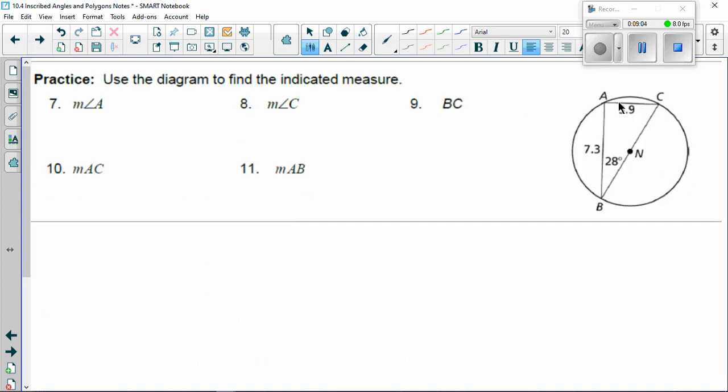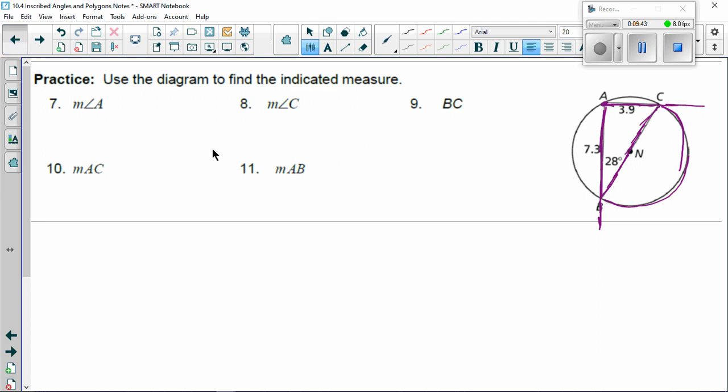All right, so now we're going to look at this picture over here, and we're going to use the diagram to find the indicated measures. What we learned before is this is a diameter, and it cuts a circle in half. So what we're going to do is see what we can figure out. It says, what is the measure of angle A? If you look here at angle A, if you extend your sides a little bit, that would be this arc right here. So it's half of this arc right here.